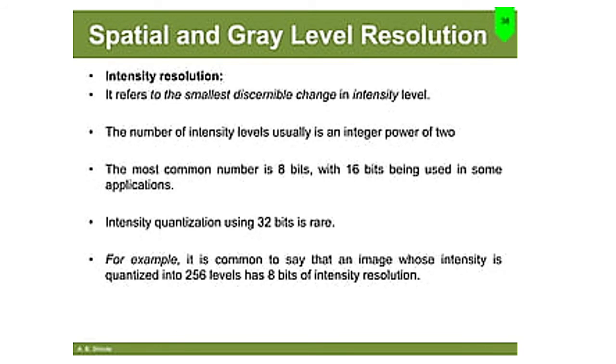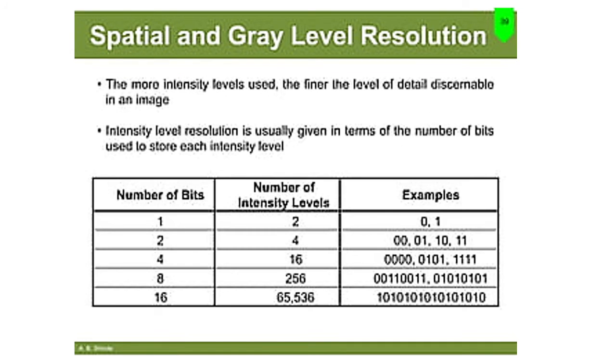So next, first we saw spatial resolution. Now we'll see intensity resolution. It refers to the smallest discernible change in the intensity level. The number of intensity levels usually is an integer power of 2. The most common number is 8 bits, with 16 bits being used in some applications. Intensity quantization using 32 bits is usually rare. For example, it is common to say that an image whose intensity is quantized into 256 levels has 8 bits of intensity resolution. So you see the table here.